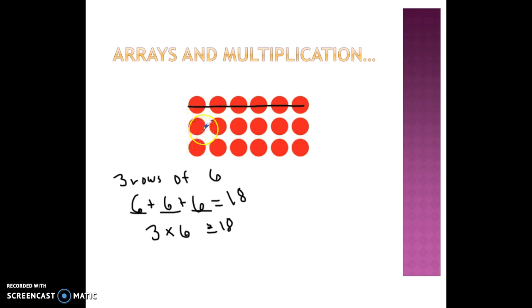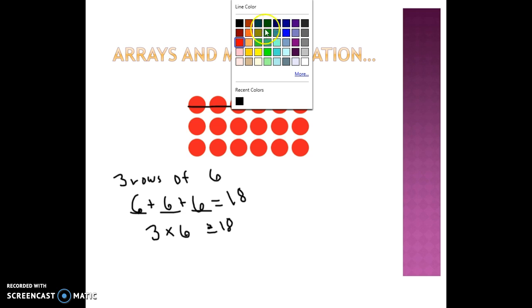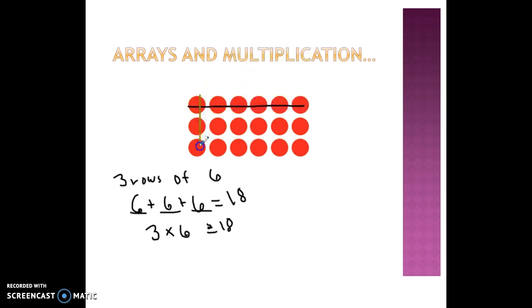I can also look at this array and look at the vertical. Look at the vertical lines, which are my columns. So I'm going to do that. Vertical lines each have 3. 1, 2, 3. So I need to see how many columns I have. So I have 1, 2, 3, 4, 5, 6. So I have 6 columns of 3.